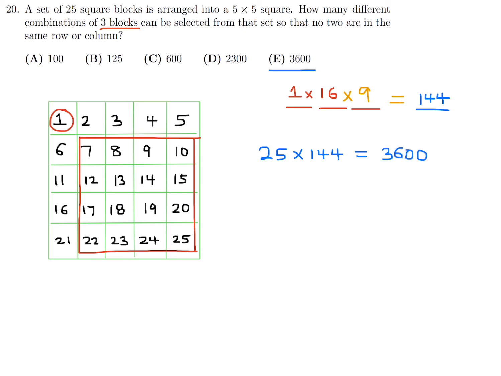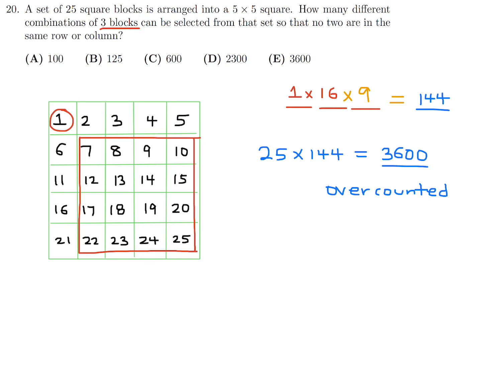And 3,600 is one of the answers. But don't circle 3,600. Why? Because we have overcounted. And overcounting is common on math contests. Why did we overcount? And how did we overcount? Well, I'll give you one example.